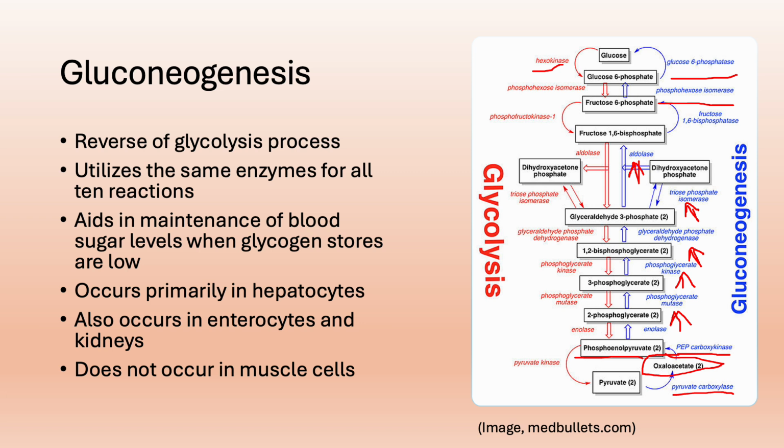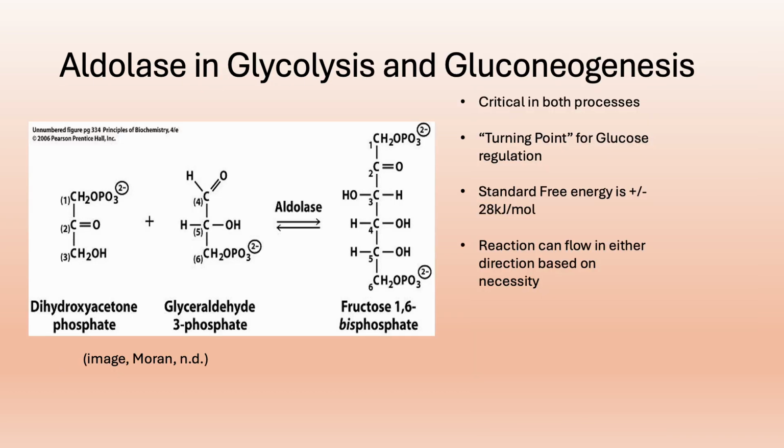Now that you're familiar with these processes, I'm going to shift and discuss one of the enzymes involved, which is this one, aldolase. Now, the specific reaction that aldolase catalyzes is critical for both glycolysis and gluconeogenesis, as you saw in those previous two pathways. Fructose 1,6-bisphosphate aldolase, or just aldolase, catalyzes that reaction shown here, where two 3-carbon sugars are joined to produce a 6-carbon fructose molecule.